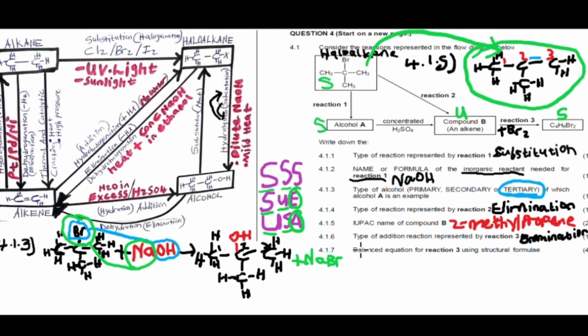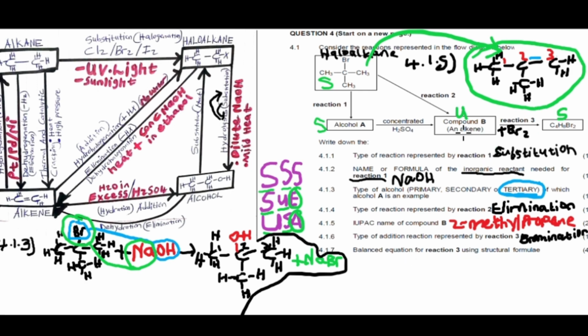Now let's go to question 4.1.7. Balance the equation for reaction 3 using the structural formula. Where is reaction 3? I'm going to write it down here. We're going to answer it down here. Now they want the balanced equation using the structural formula, which is different from the molecular formula. That's very important. If you write the molecular formula, then you'll get 0 or maybe 1 mark. So where are we starting?